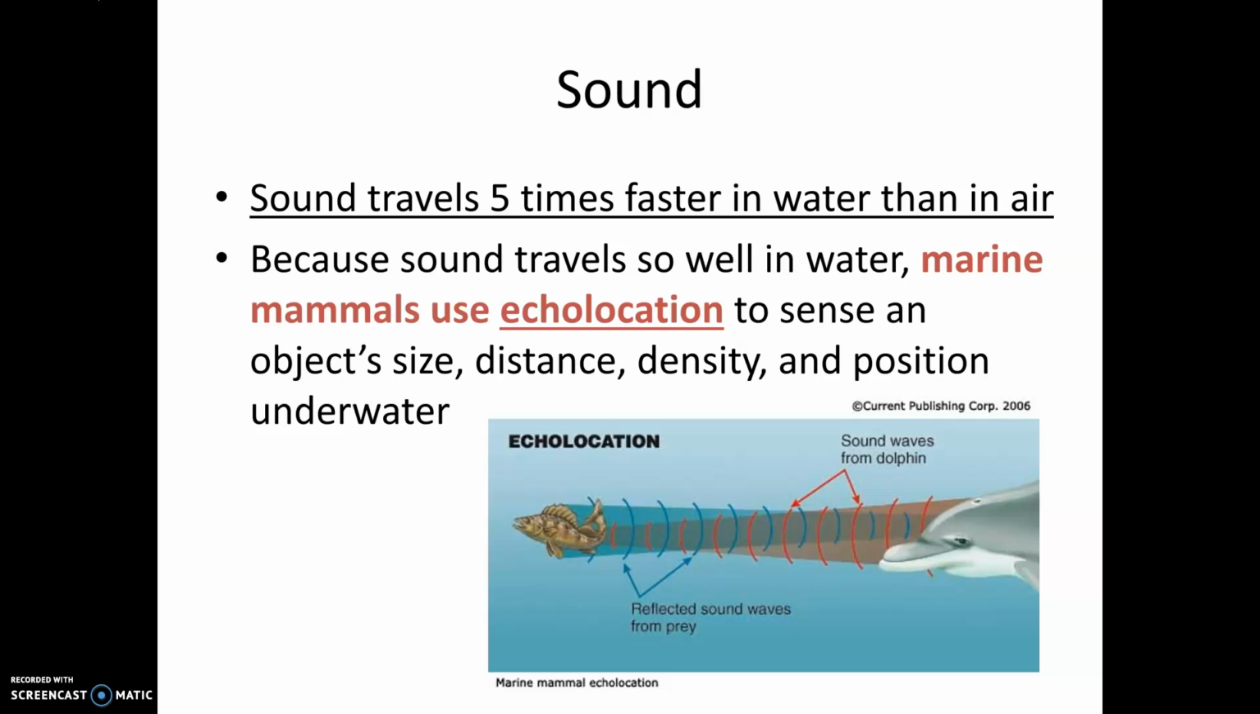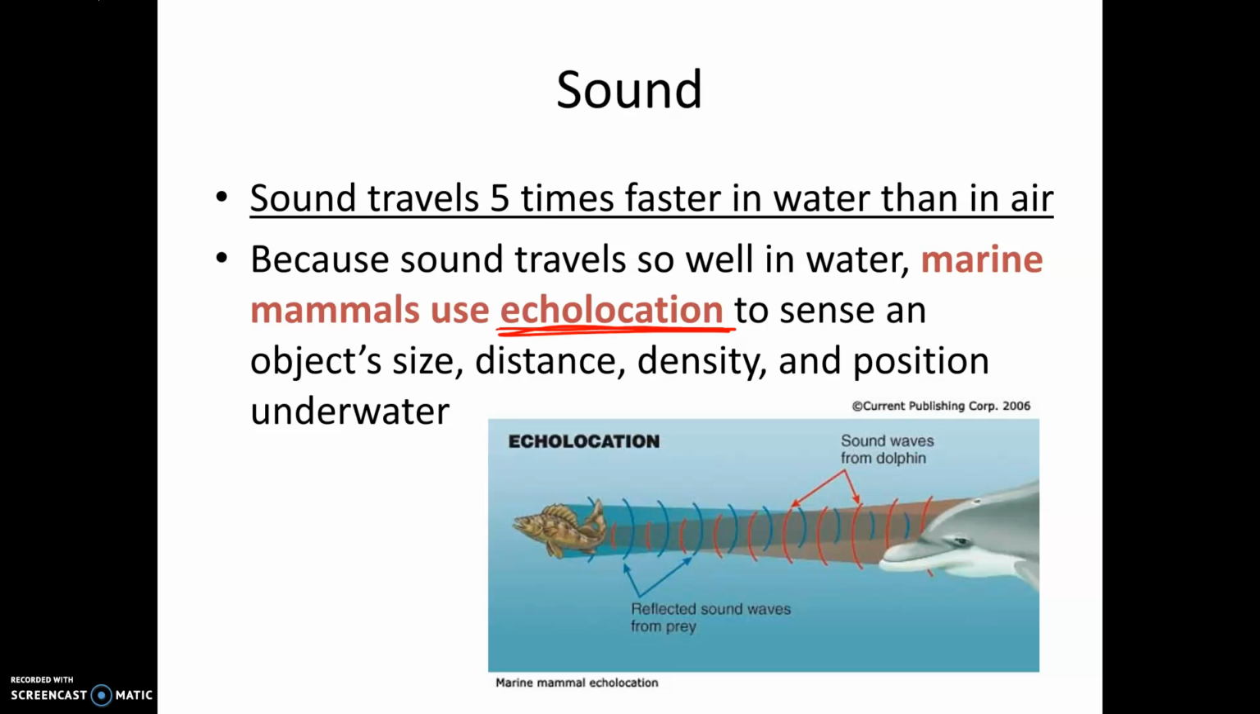So next thing we're going to talk about is sound. So sound is going to travel 5 times faster in water than it does in air. Because of this, marine mammals use this thing called echolocation. And it senses the object's distance, size, density, and position in the water. A mammal that you're super familiar with that uses this is the beluga whale, but dolphins and other animals are also going to use this echolocation.